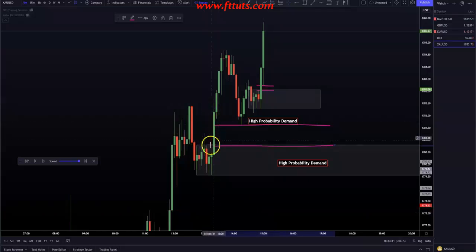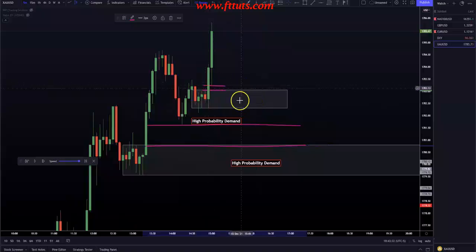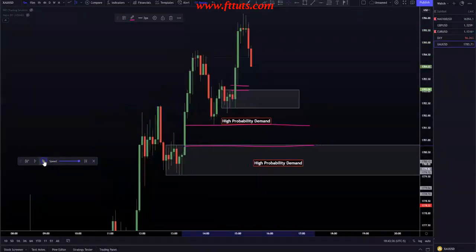So you have to get good at spotting this stuff. Always look at the candle afterwards. Yes, this candle exploded out of it, but if this candle dipped back into that, it's low probability demand. The same thing: if this candle came all the way back and tapped the high of that red candle, that wick, that high, it would become low probability, but it didn't. Let's play it out.